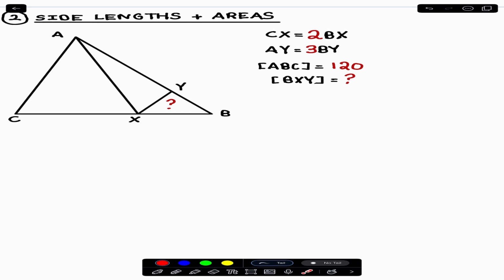So without wasting any time, let's get into it. So I'm going to start off by calling BX length A. Let's just call BX equal to A because then we can write CX as 2A because it's twice as long. Let's call BY B, so AY is 3B because it's 3 times as long. Let's also call this little area that we're trying to find, let's give it a name. Let's give it S. Why not? S for small.